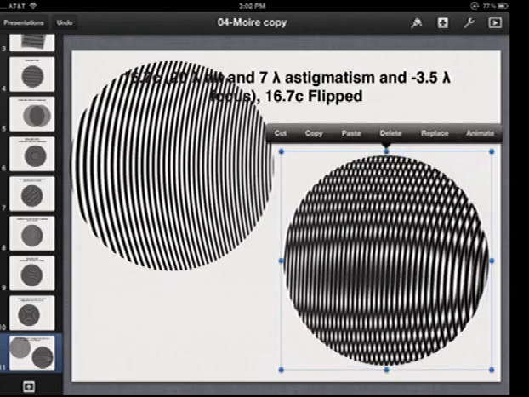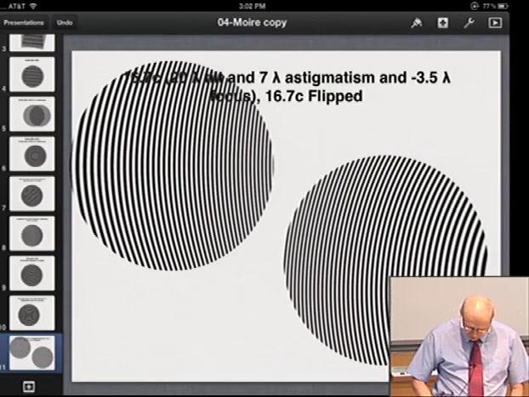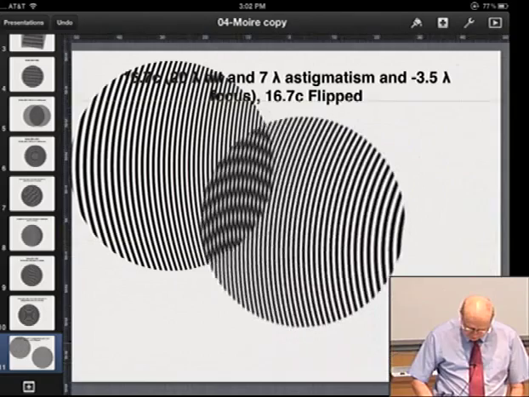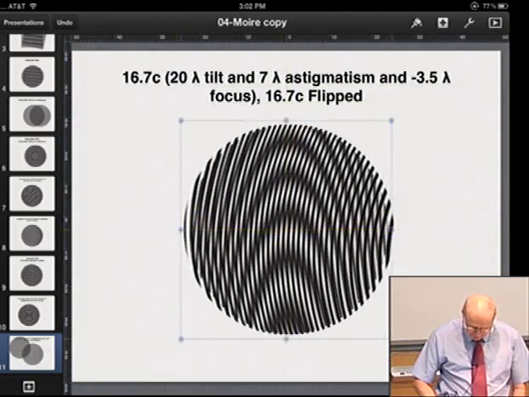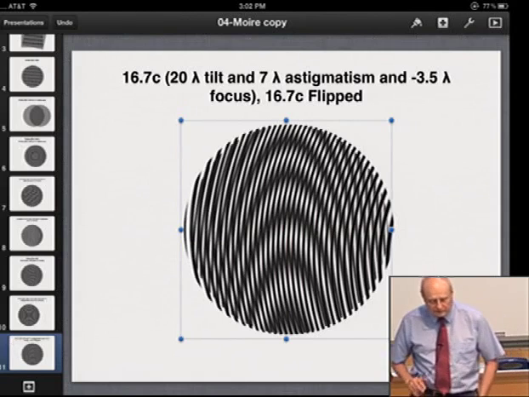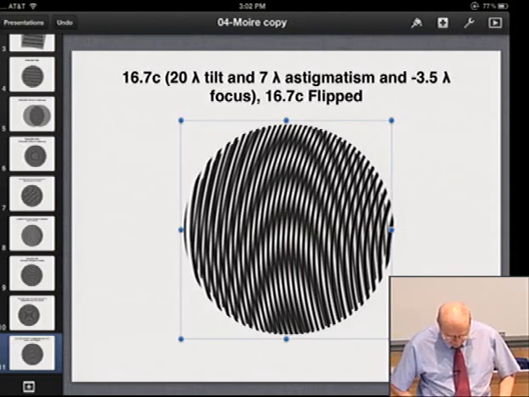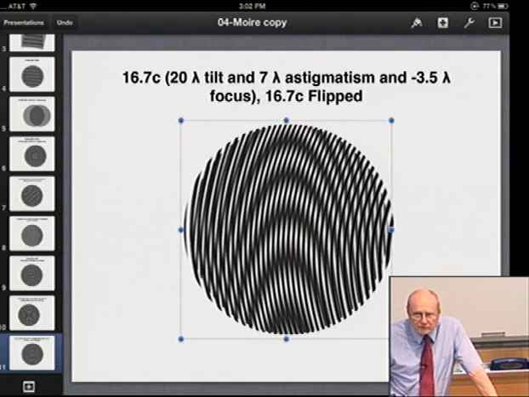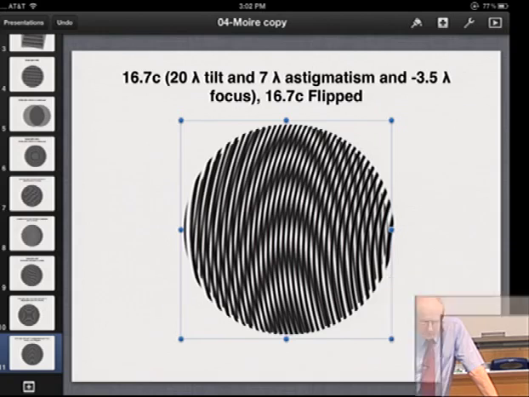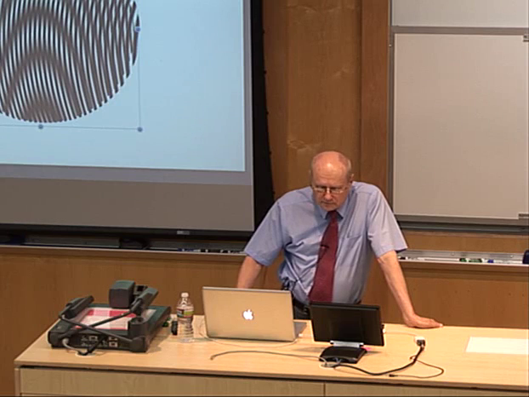Okay. So anyway, I put this up on the website last night. So you can download it, the PowerPoint presentation. And you can do this on a computer. You don't have to do it on the iPad, but it's kind of nice to do it on the iPad. It's easy to rotate and so on. So any questions on Moiré and see how it's related to interferometry, interference?